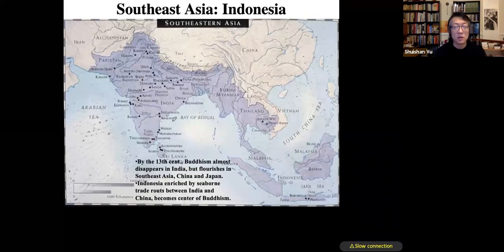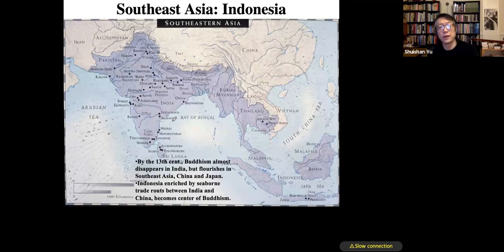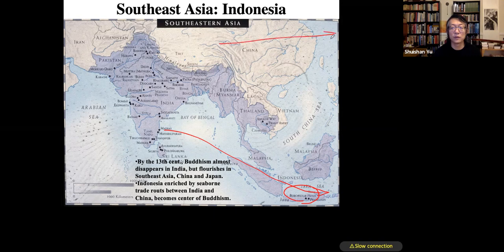Now, let's move on to take a look at a Southeast Asian example of Buddhist architecture, and that is the famous monument of Borobudur in Indonesia. So Buddhism spread from India all over Asia, reaching as far as the Indonesian Isles and as far as Japan in that direction, right? So by the 13th century, Buddhism almost disappears in India.